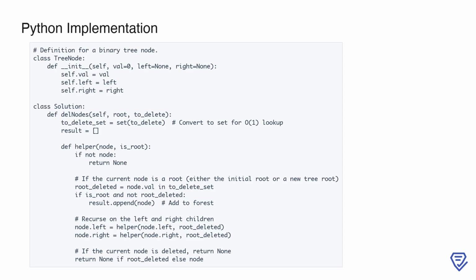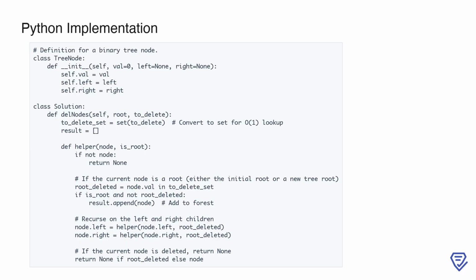We first convert the to_delete list into a set for faster lookups, as checking membership in a set is more efficient than in a list. We also initialize an empty list called result, which will store the roots of the resulting forest. Inside the delNodes method, we define a helper function that will perform a depth-first traversal of the tree.